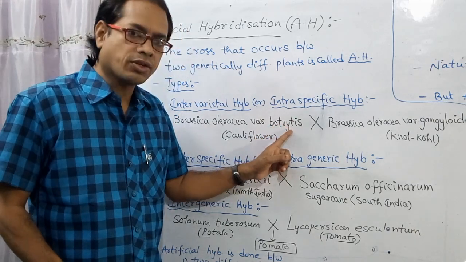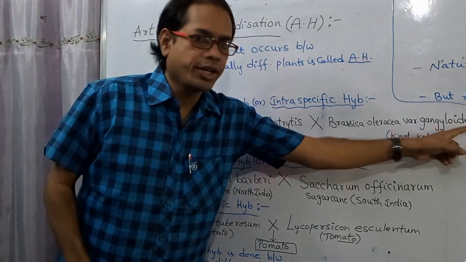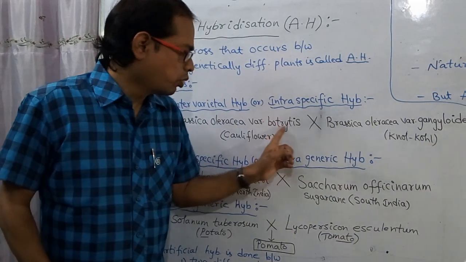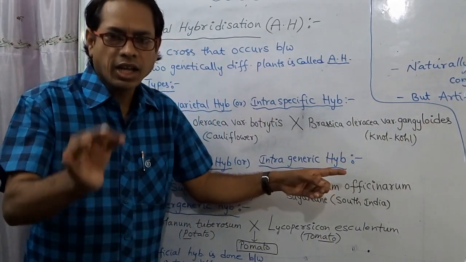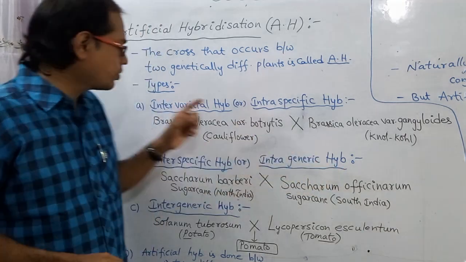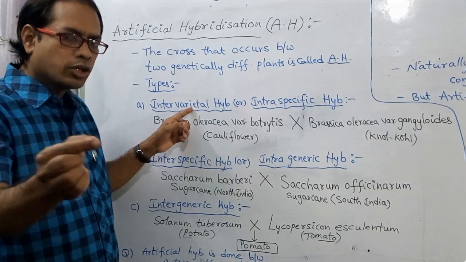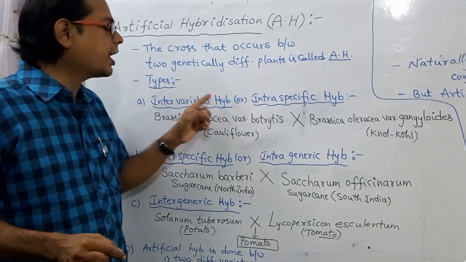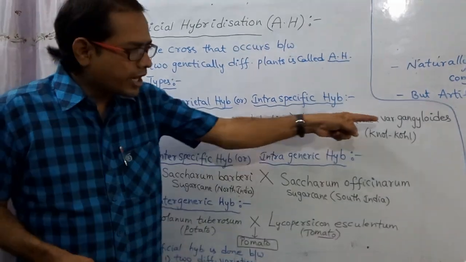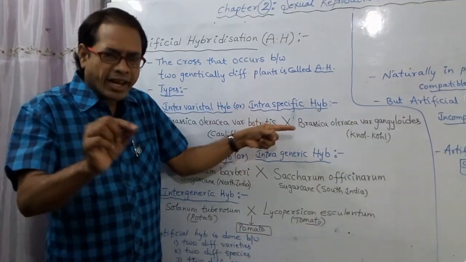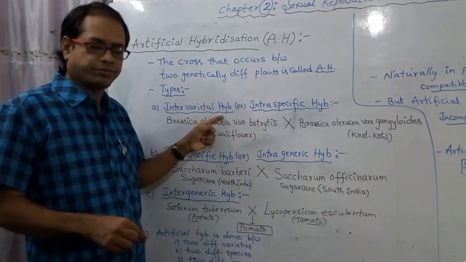First of all, see the last component, variety. Botrytis, gangliodis. These two varieties are different. Different means you have to say intervarietal. Here variety is botrytis. Here variety is gangliodis. Varieties are different, so it is called intervarietal hybridization.